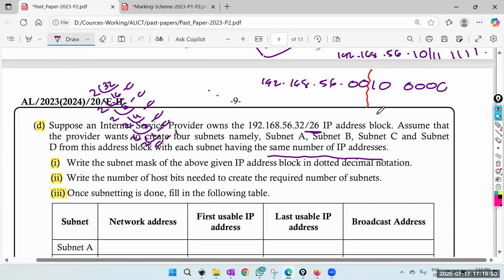If you borrow one bit, it can be 0 or 1, so that means two subnetworks. But you need to create four subnetworks. So therefore, you need to borrow 2 bits. Is it clear?